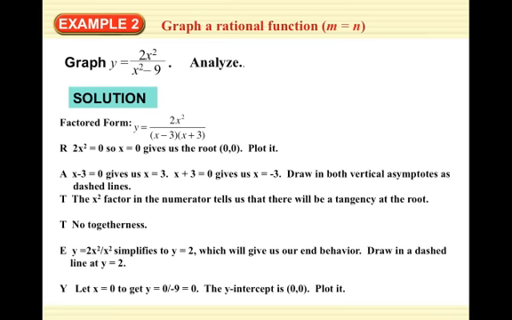Finally, we're going to let x equal 0 so we can find our y-intercept. So when you plug in 0 on top, you get 2 times 0 squared, which is just 0. And the denominator, 0 squared minus 9, is negative 9. 0 divided by negative 9 is 0, and so the y-intercept is (0, 0). You got to plot it. You realize, oh, it's the same thing as the x-intercept. That's what happens when you have your x-intercept at the origin. Your y-intercept is going to be at the origin, too.